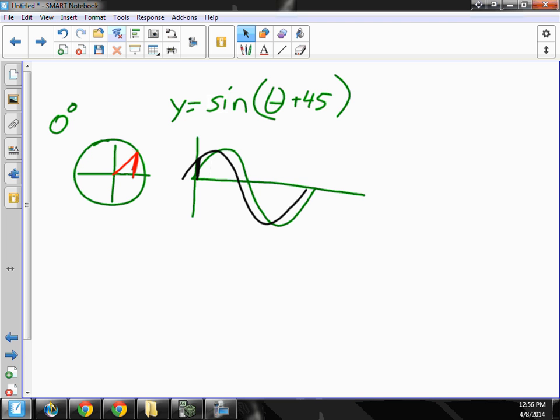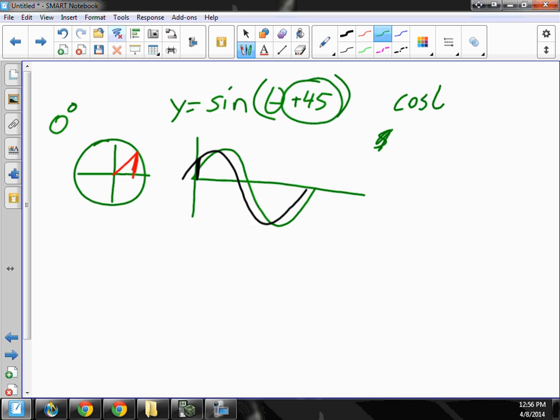So if I add 45 to the angle, so if I start 45 degrees after where I'm supposed to, I need to shift my graph to the left. And notice this number on the inside is working opposite what you would think. Right, good question. So if I had the cosine of theta, that's the sine of what? Theta plus 90. If I add 90 to the sine, then I push it 90 degrees to the left, which would line up with cosine.